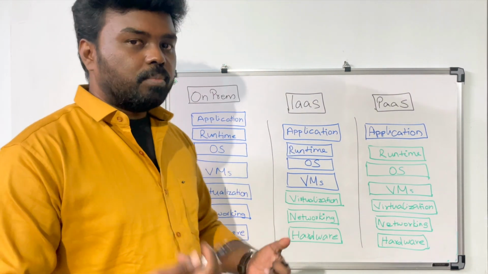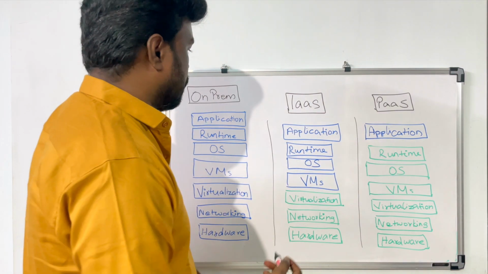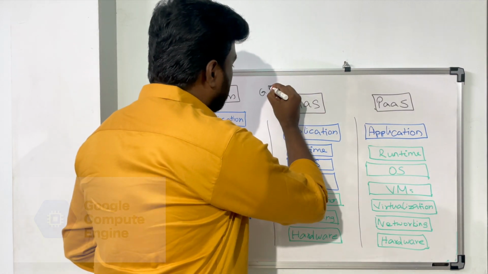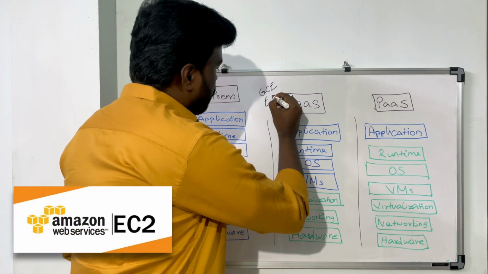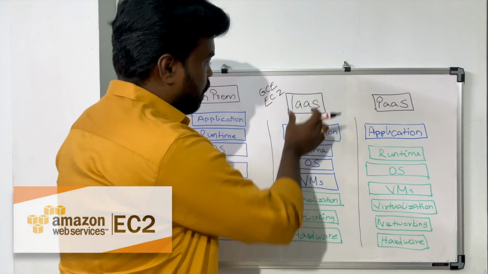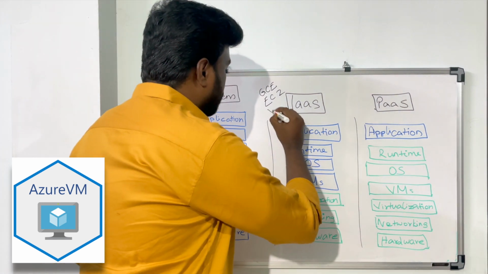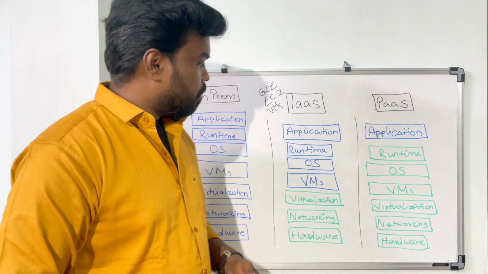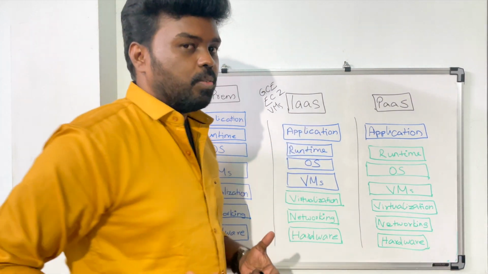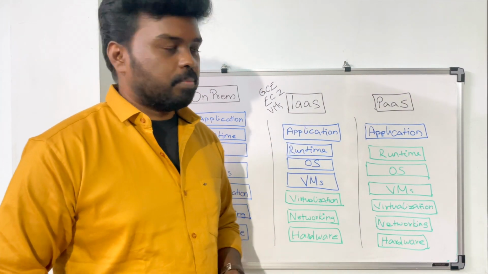There are some good examples of infrastructure as a service: Google Compute Engine is one good example, AWS EC2 instances are a good example for IaaS, and Azure VMs are also a good example of infrastructure as a service. So yeah, people prefer IaaS if they want to have good control over the infrastructure.